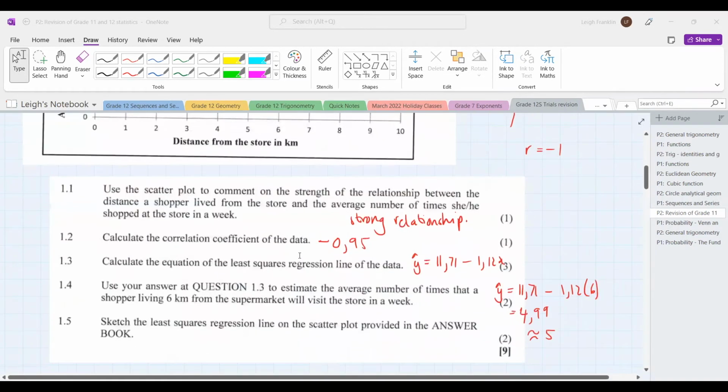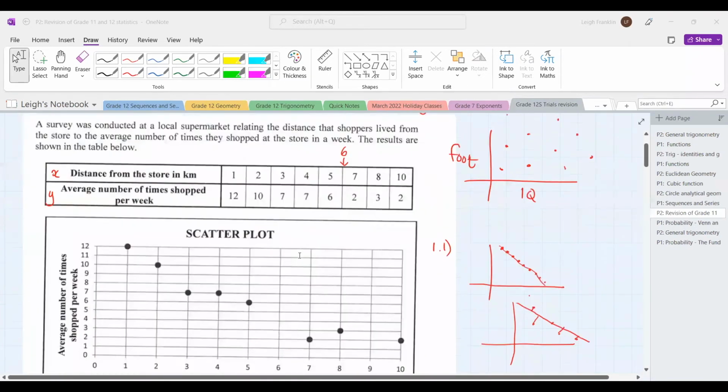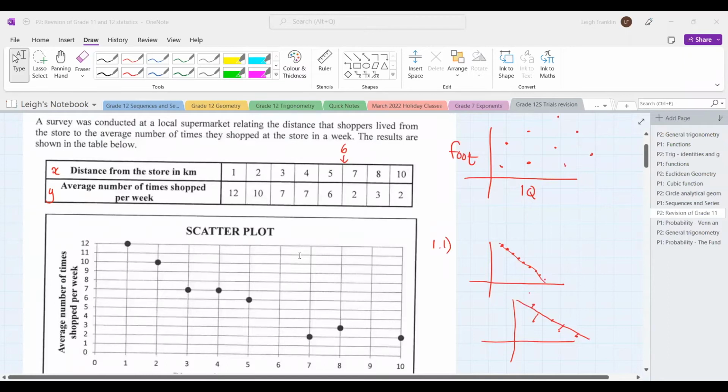How are we going to work out how to draw the least squares regression line? How do we do that? Can anybody tell me? What do you have to look at? Does nobody know what we're supposed to be looking at? Are we just going to grab our ruler and draw a line on the page?